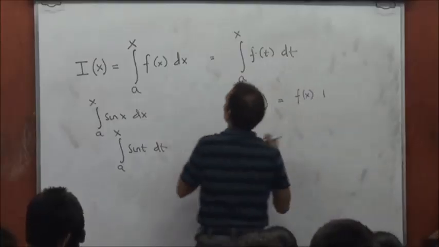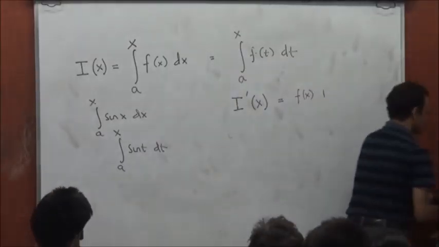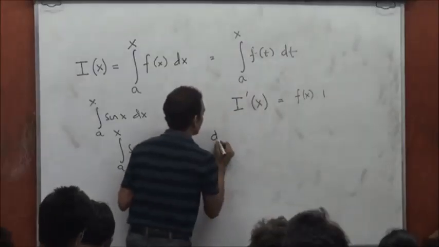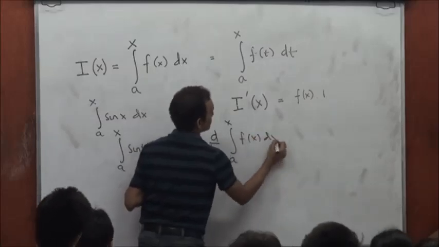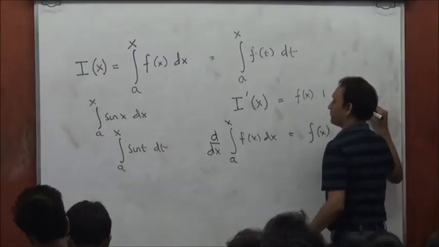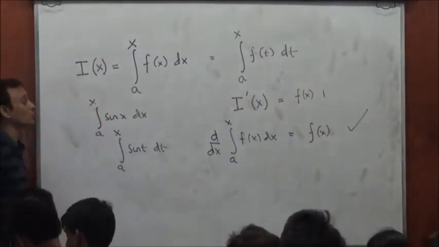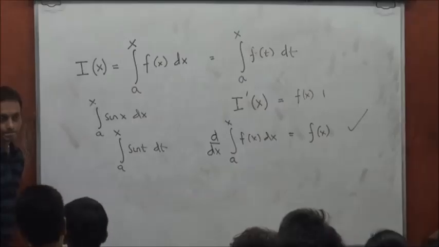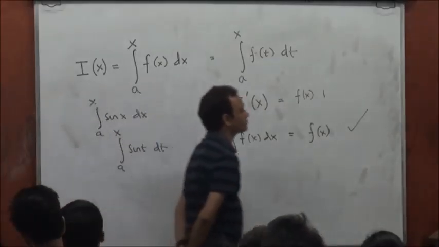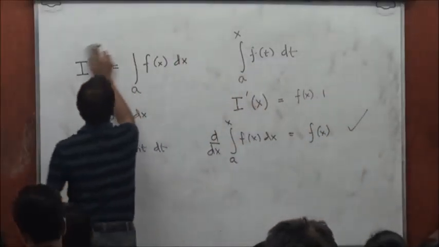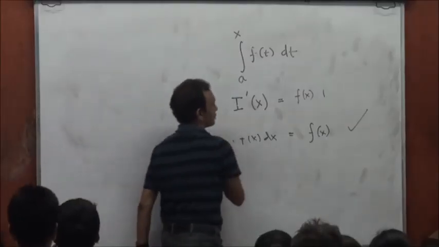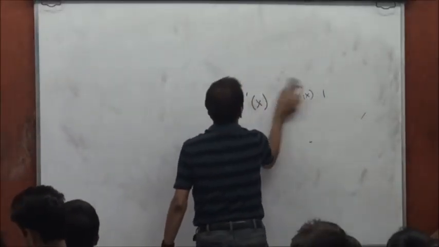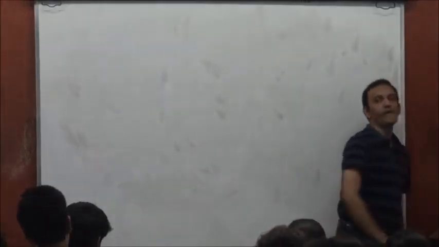So this is very important. d/dx of the integral from a to x of f x dx is always going to be f x. Makes sense to all of you? You understand everything here?